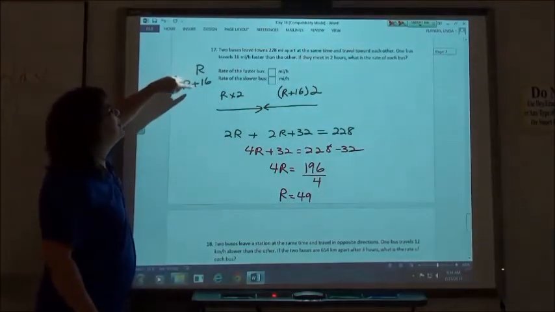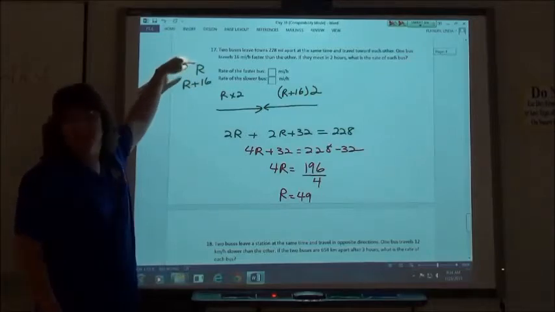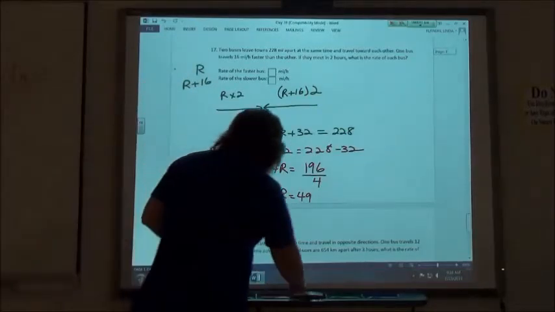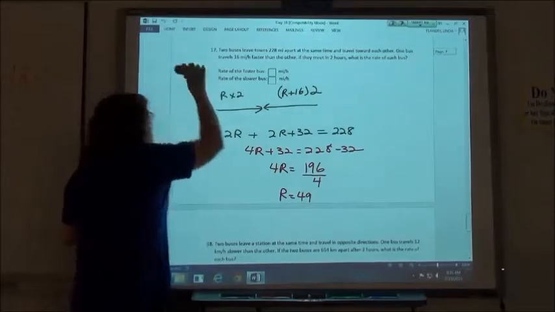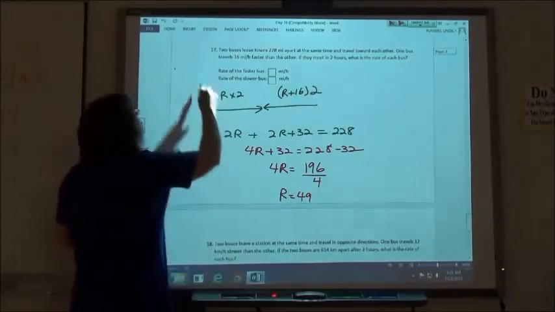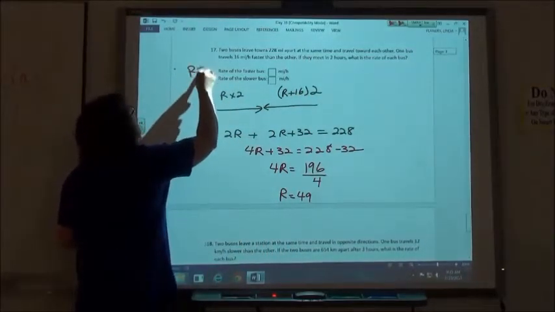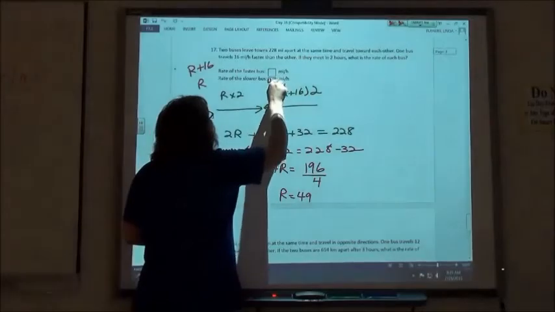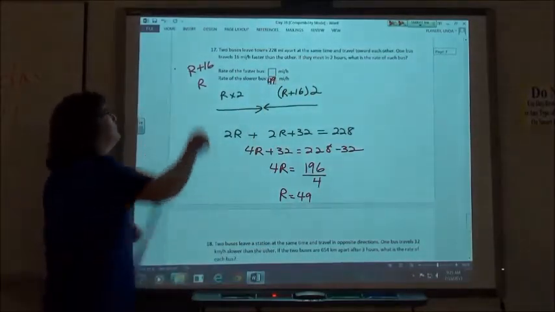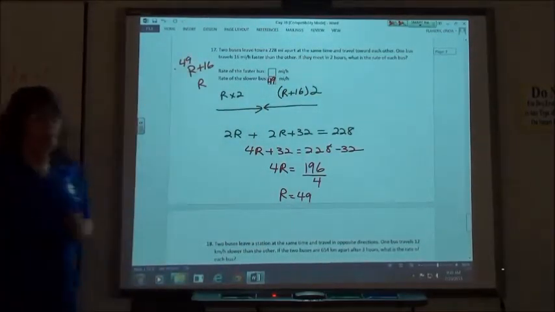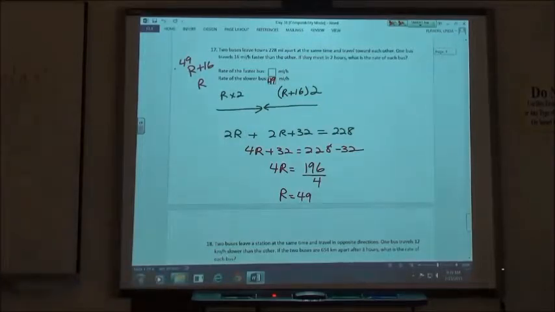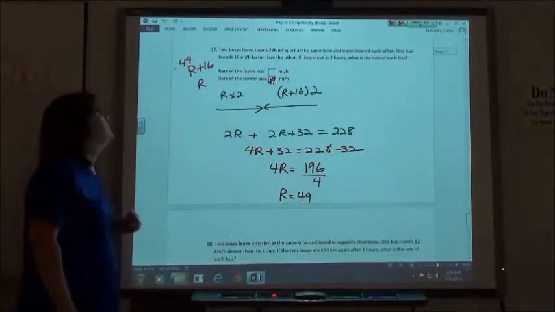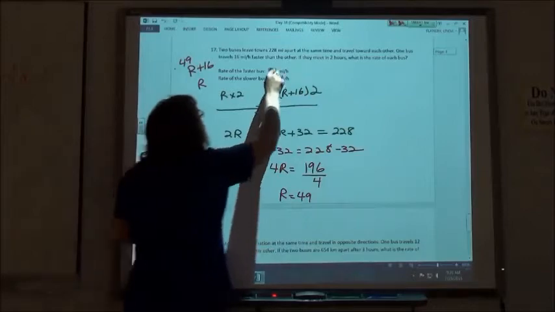I probably should have had these the other way around because obviously the faster one's going to be the plus 16 and the slower one's going to be the other way. The slower one would be r. The faster one's going to be r plus 16, right? Not that it mattered on solving my problem, but 49 would be the slower one. The faster one, 49 plus 16, 65.